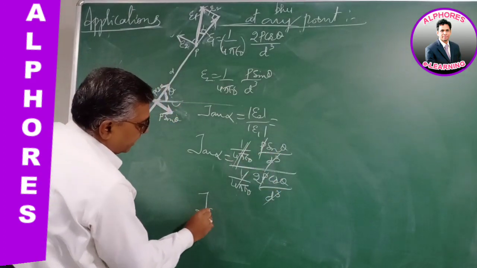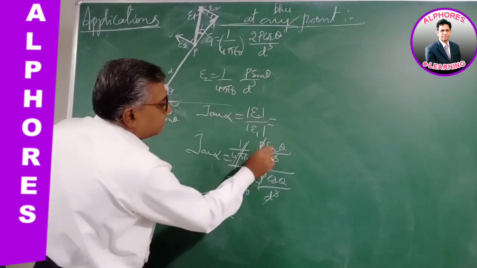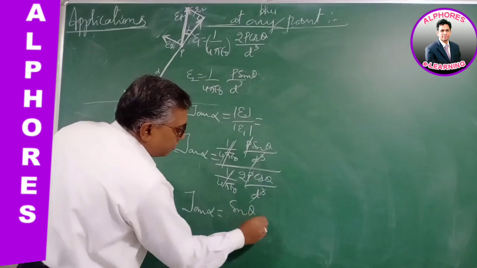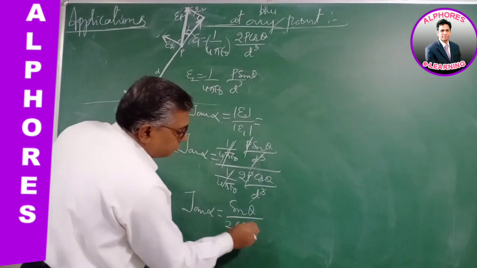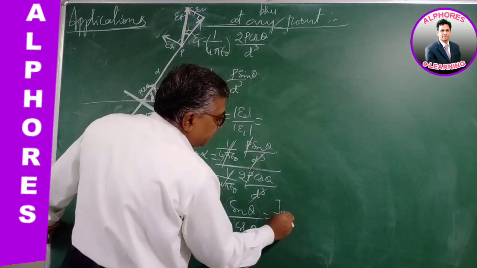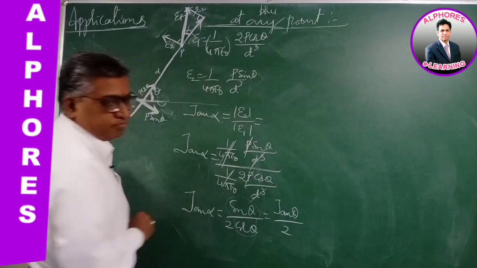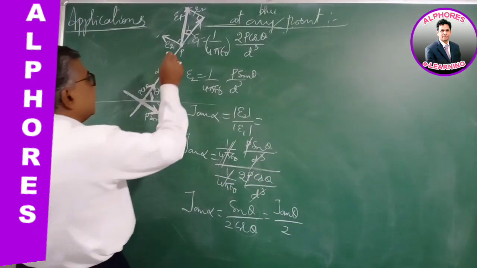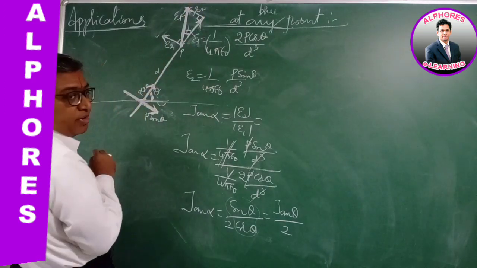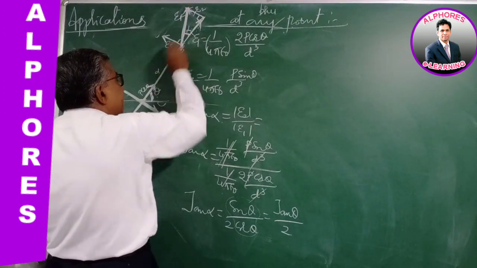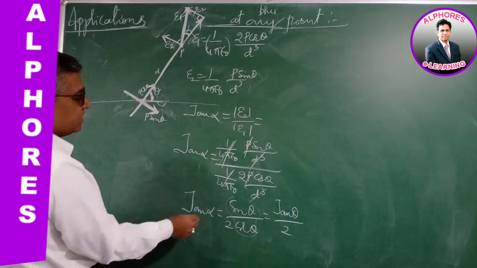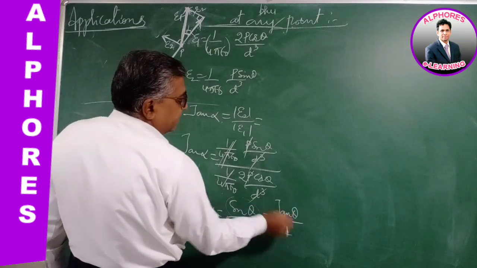So therefore tan alpha is equal to sin theta by 2 cos theta. But according to trigonometry, sin by cos is tan, so it is tan theta by 2. Therefore the resultant electric field intensity at any arbitrary point makes an angle alpha with the radius vector, the radius vector to the point of consideration. So tan alpha is equal to tan theta by 2.